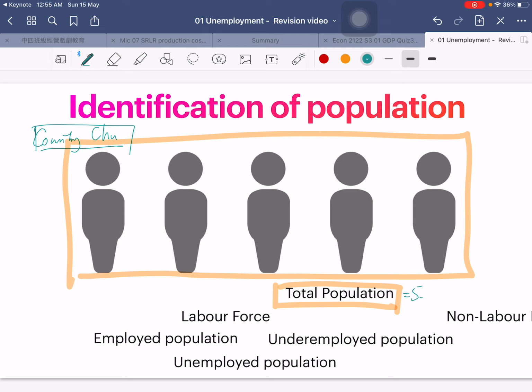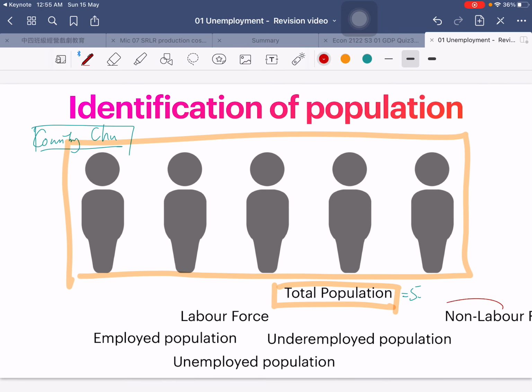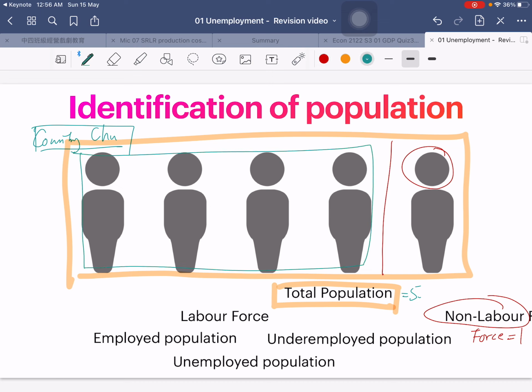Among these people, some of them are not willing or able to work. For example, they are still students just like you, right? You are not willing or able to work full time, right? So in this case, we call them non-labor force. Let's say one of you is non-labor force, so non-labor force equals 1, and then 4 of them are willing or able to work, so we call these people labor force.